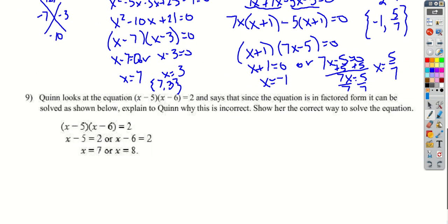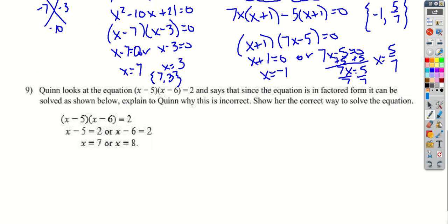All right. Last question below, Quinn looked at the solution and says that since it's factored, we can just do this. And so can you catch the solution? Why is Quinn wrong? Do you see it? Hopefully, you're yelling at me that there's a 2 here and it's supposed to be a 0.